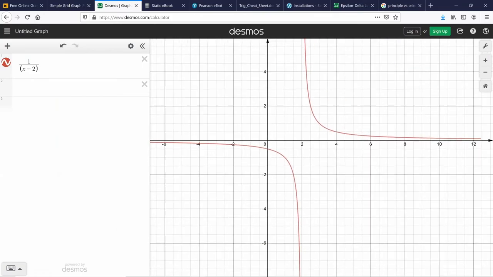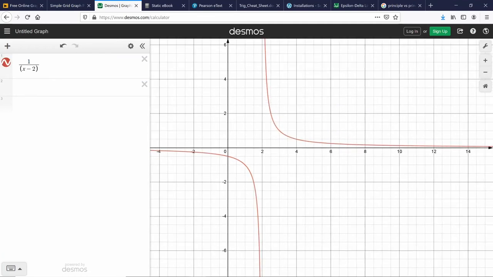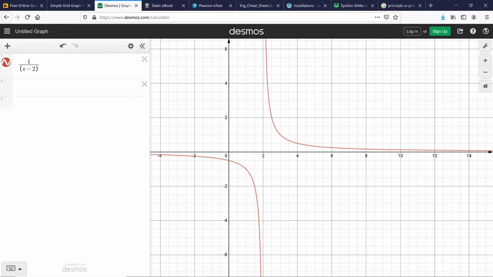So there's the graph. Now I can see as we move along the left-hand side of 2, the function's going downward. So it looks like my left-hand limit is going to be negative infinity. And similarly, I can see as my x's approach 2 from the right-hand side, those y values are going upward. So we're going to get a right-hand limit of positive infinity there.